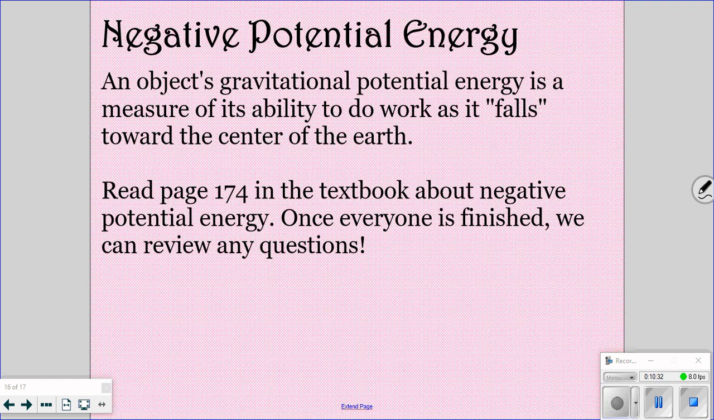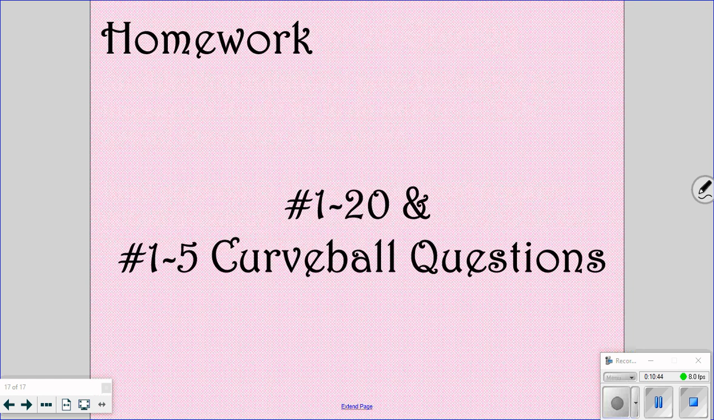But sometimes the book just goes over everything, and you just need to read through it to kind of see what they're talking about. They only have that one example to go through. So make sure that y'all do 1 through 20 and the curveball questions for homework so we can go over any questions you have tomorrow.